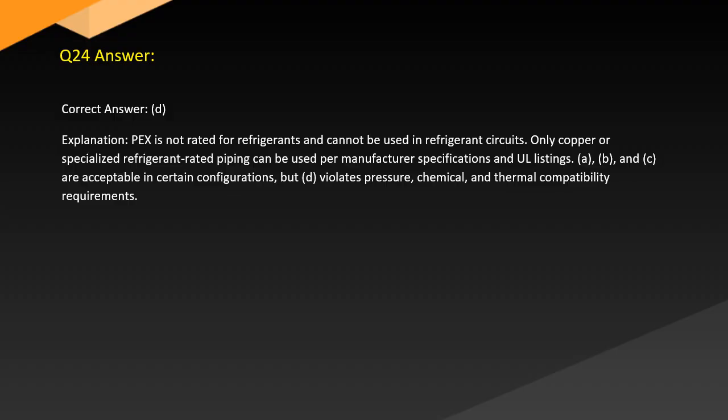Answer. Correct answer: D. Explanation. PEX is not rated for refrigerants and cannot be used in refrigerant circuits. Only copper or specialized refrigerant-rated piping can be used per manufacturer specifications. All listings A, B, and C are acceptable in certain configurations, but D violates pressure, chemical, and thermal compatibility requirements.